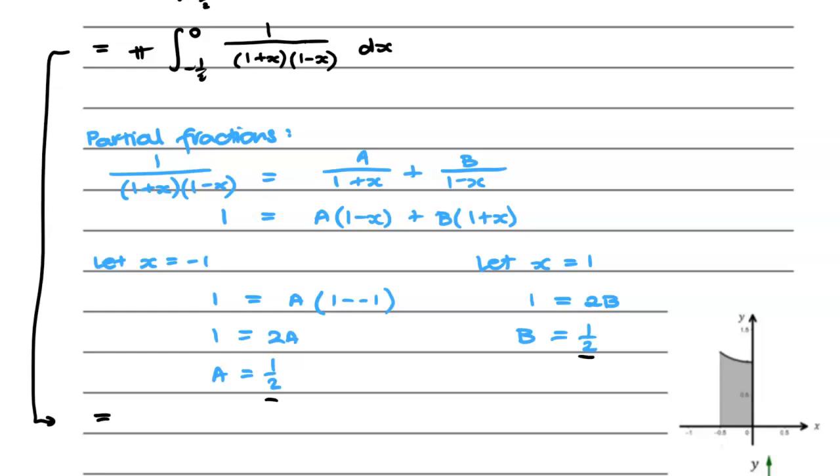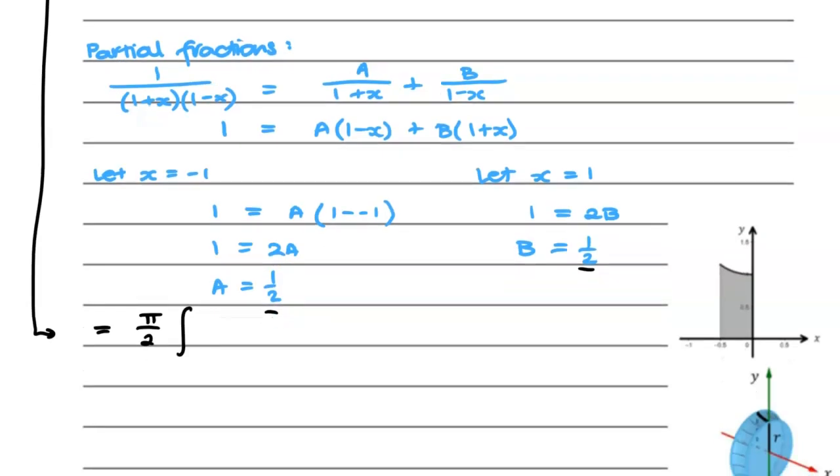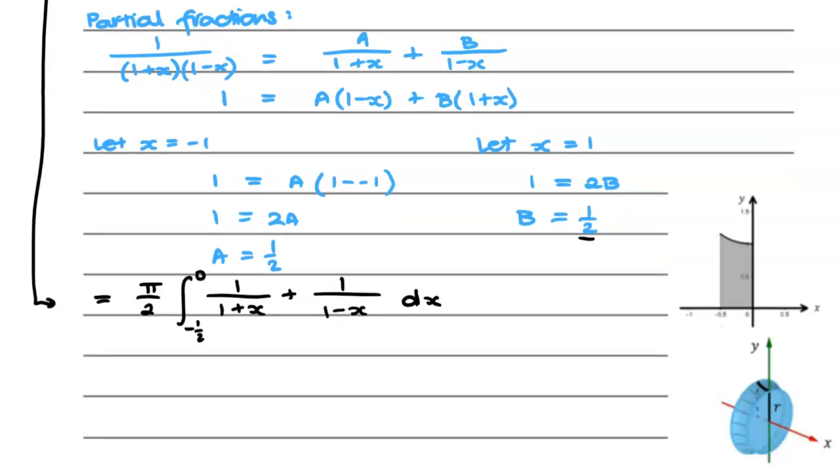So if we take that half out, we'll have pi over 2 there. That's kind of nice. And that means we're just going to have 1 over 1 plus x. And then, oh, we forgot this was going from -1/2 to 0. And then we've got plus 1 over 1 minus x dx. If you wanted, you could do these as 2 separate integrals with the same terminals, if you find that easier to organize your thoughts with.